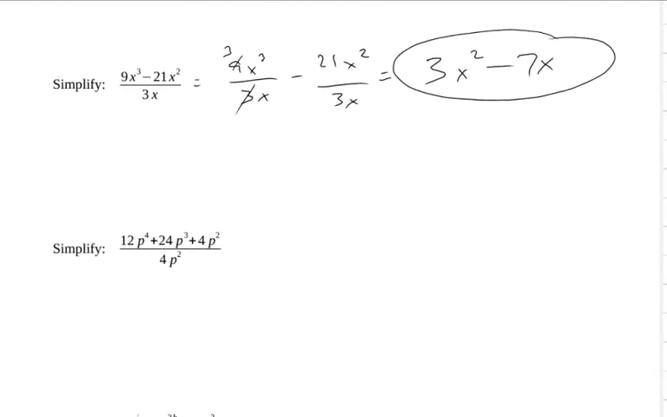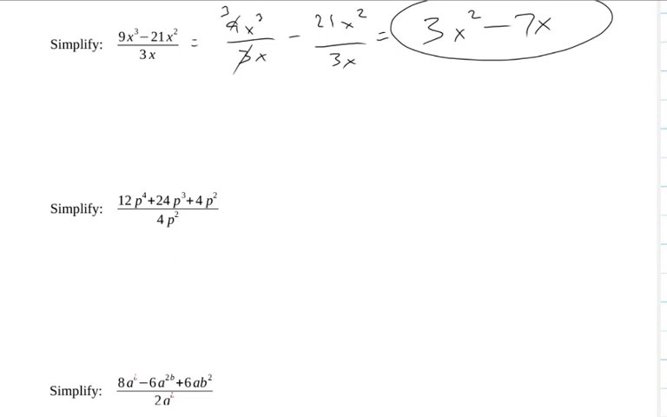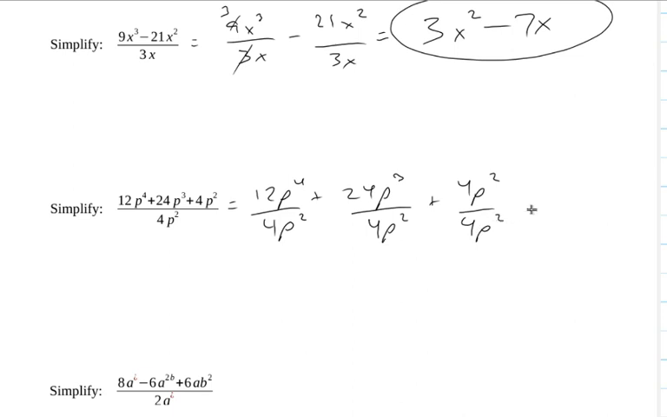And that's basically all there is to this section. I'll just do a few more examples here. Alright, so this one we'll get 12p to the 4th over 4p squared plus 24p cubed over 4p squared plus 4p squared over 4p squared.